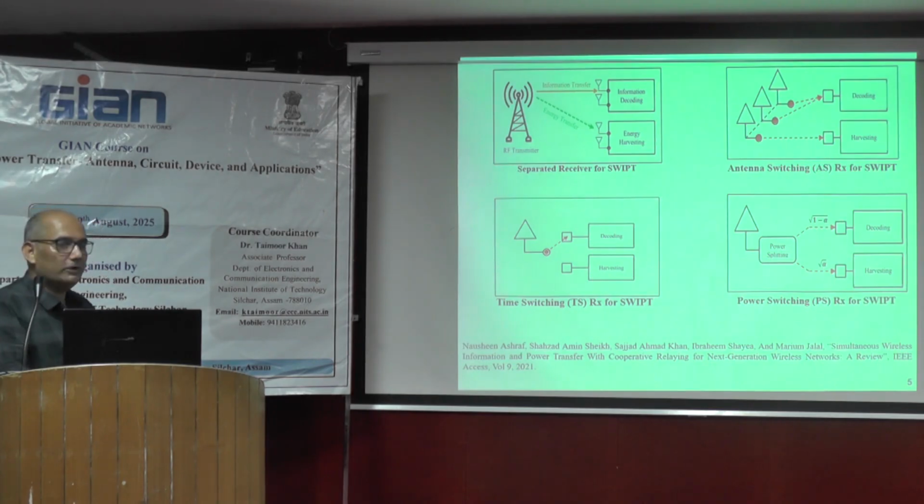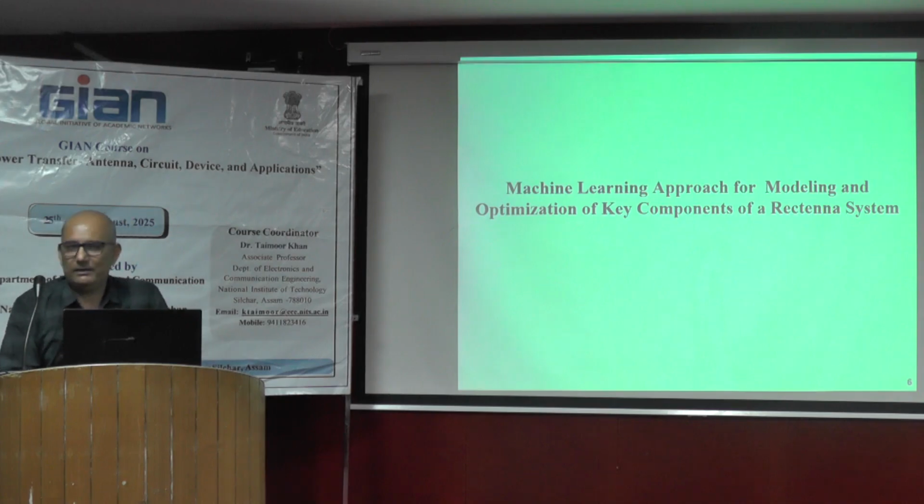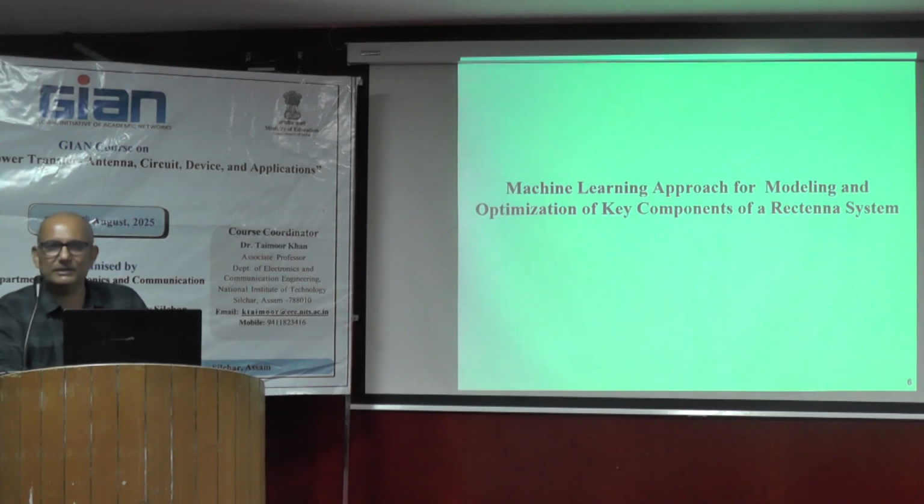Because today in this lecture I will focus only on the third part, that is the machine learning approach, especially for the different components used in the RFEH or WPT system. That is the machine learning approach for modeling as well as optimization of key components of an antenna system. The key components we have studied are primarily the antenna as well as the rectifier. The impedance matching network is also included. Then depending upon the scenario, we can apply machine learning for the antenna, for the rectifier, for the complete antenna system, and for other components also.